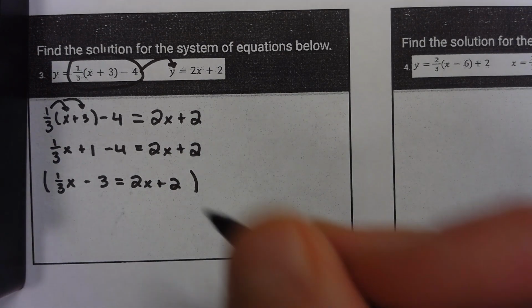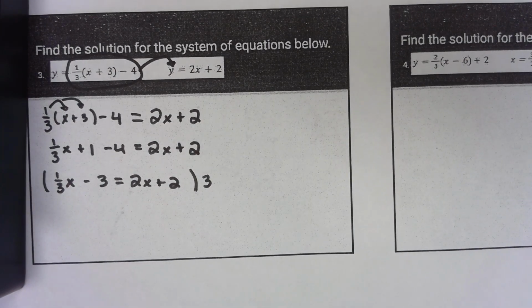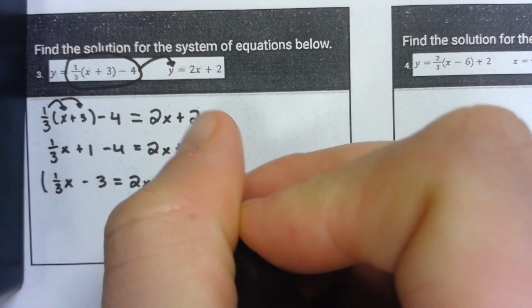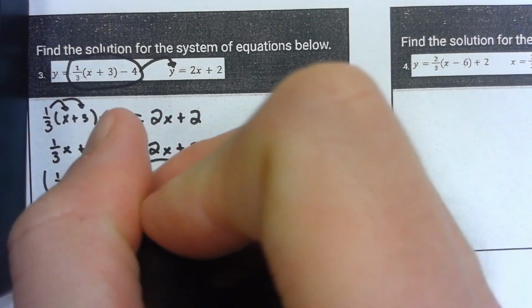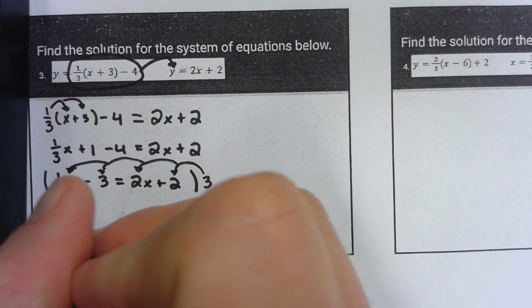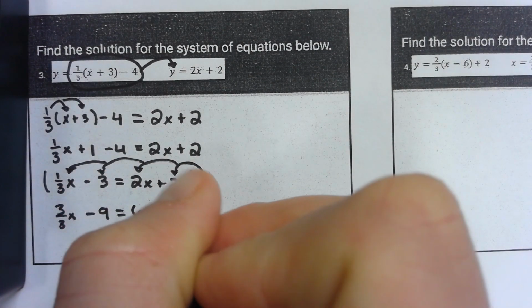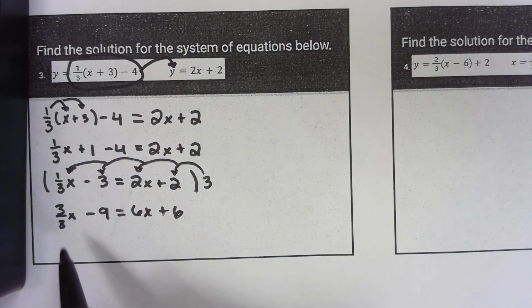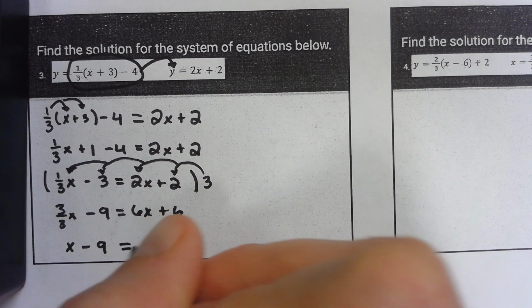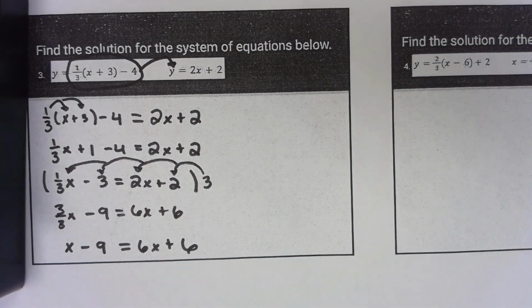To multiply. So what I'm going to do here is I'm going to multiply every single thing in this equation by 3. And that's kind of the trick here. And literally every part in the equation gets multiplied by 3. So this gives me 3 divided by 3x minus 9 equals 6x plus 6. And 3 divided by 3x is 1x. So I get x minus 9 equals 6x plus 6.